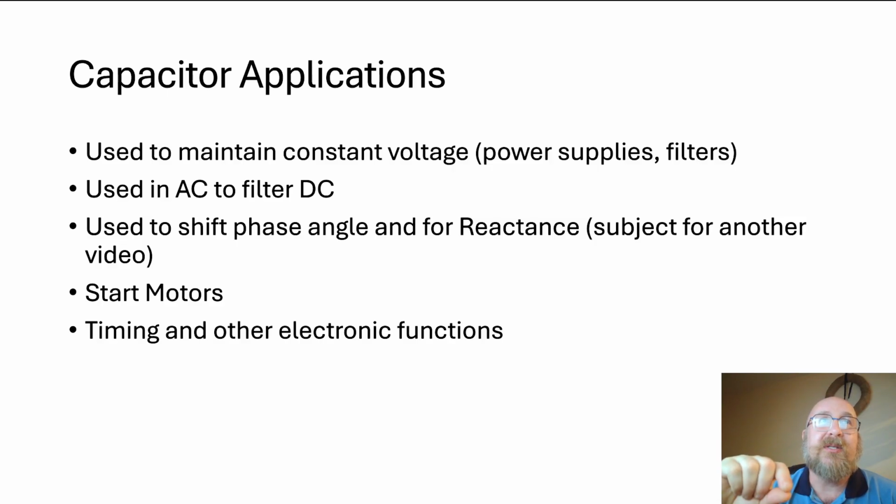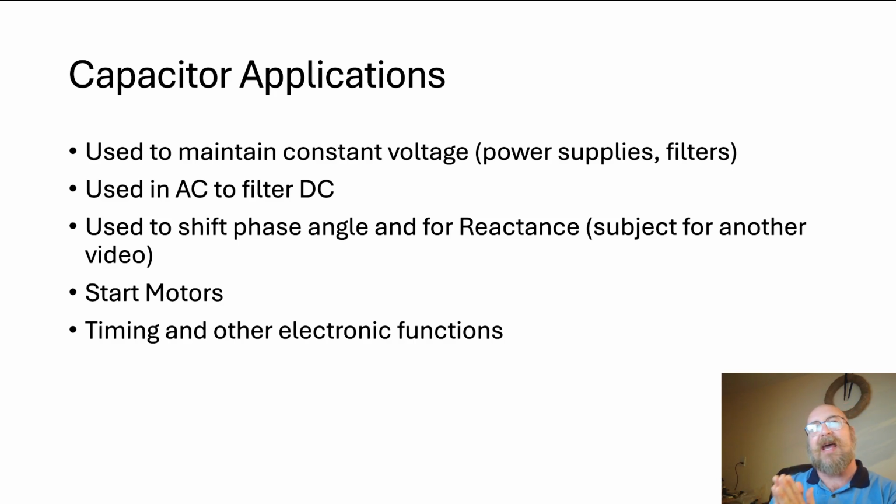In AC, it's used to filter DC out. Now, wait a minute, how does AC get through there? Well, AC gets through there because it pushes the electrons off of one plate, and then the current changes directions, and the electrons swing back and push it off the other one. So it's just kind of a little barrier.